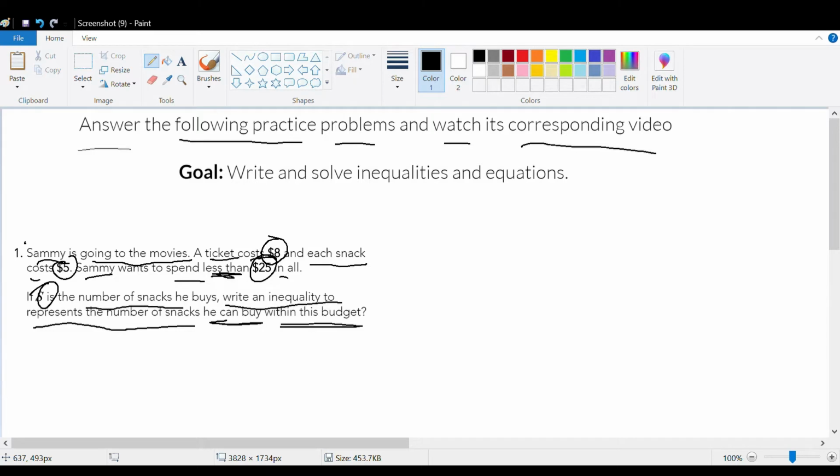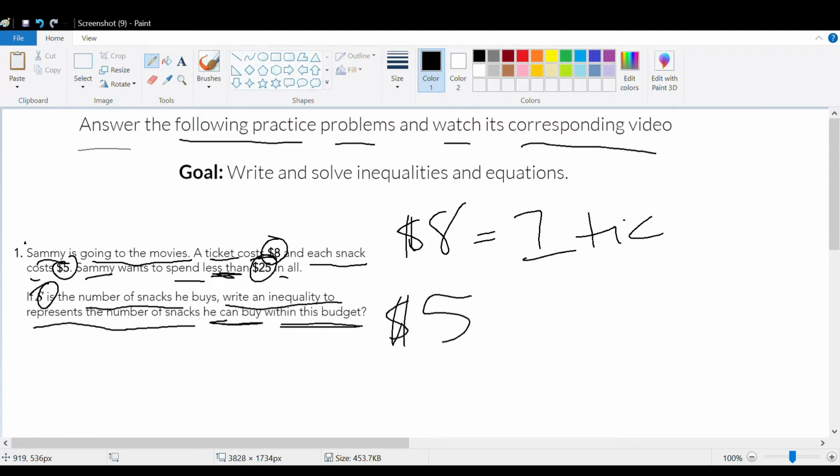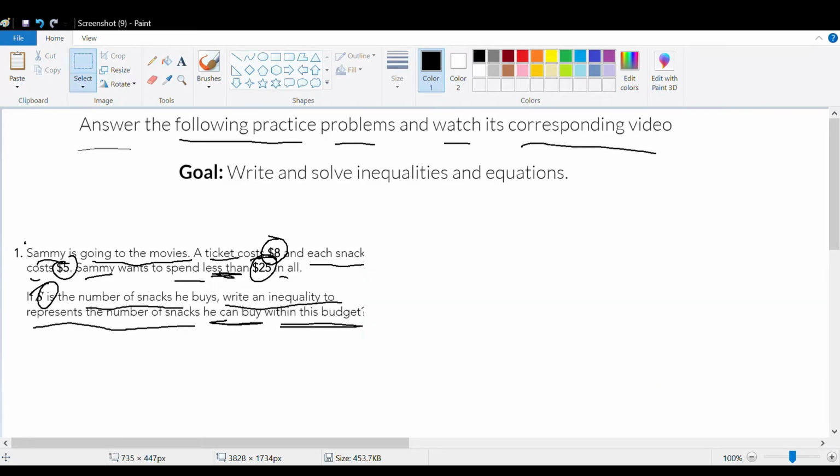Okay, so we know that $8 equals one ticket. We know $5 equals one snack. The thing is, he's only buying one ticket for himself, right? He doesn't need 2 tickets for himself. He's only buying one ticket, but he can buy multiple snacks. That's why there's a variable for the snacks and not the ticket. Okay, so let's start writing this inequality.